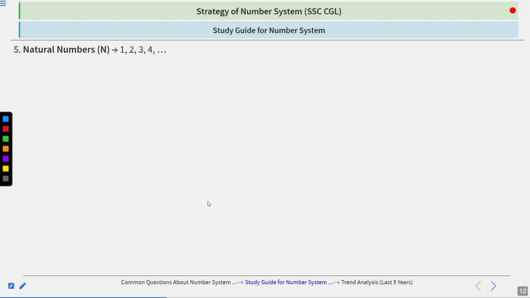Now the fifth one is natural number. Natural numbers are all positive numbers, so we choose from 1 to infinity. Whole numbers: we include 0 in natural numbers, then those numbers are called whole numbers. So we start from 0, 1, 2, 3 up to infinity. Those numbers are whole numbers.